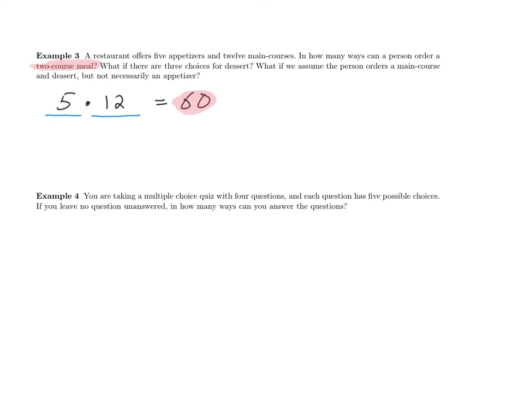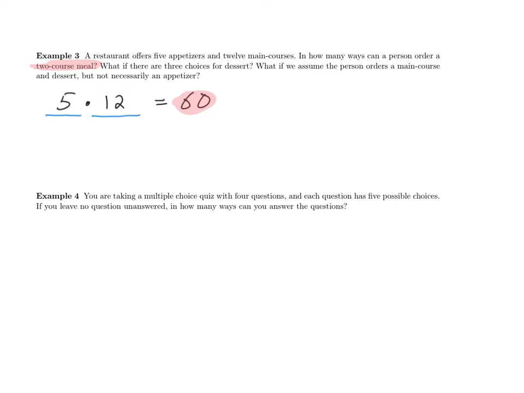Okay, there's a couple more parts. Next, it asks, what if there are 3 choices for dessert? So not a 2-course meal, but we're assuming this person orders a 3-course meal. They must choose something from each category.